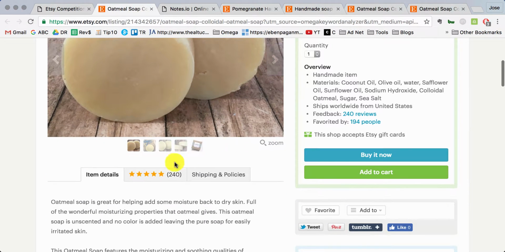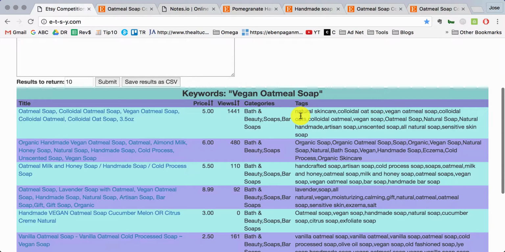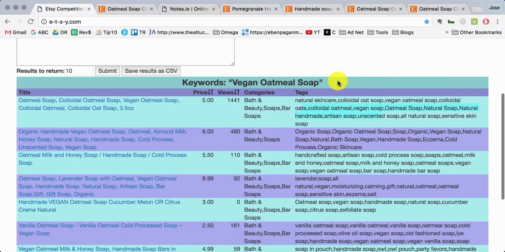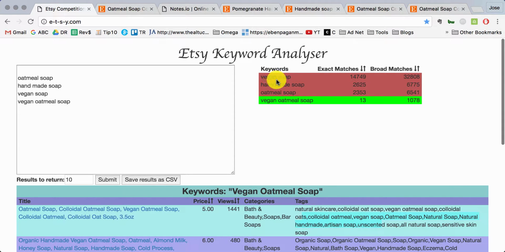And you can take a look, just by looking at the reviews, you can see that they're obviously selling a lot of volume. And again, the tags. So if you don't know what good tags you should be using, this will at least give you a really, really good idea of what tags you can use. Also, you can look at some other keywords like vegan soap. There's a lot of people going for it.